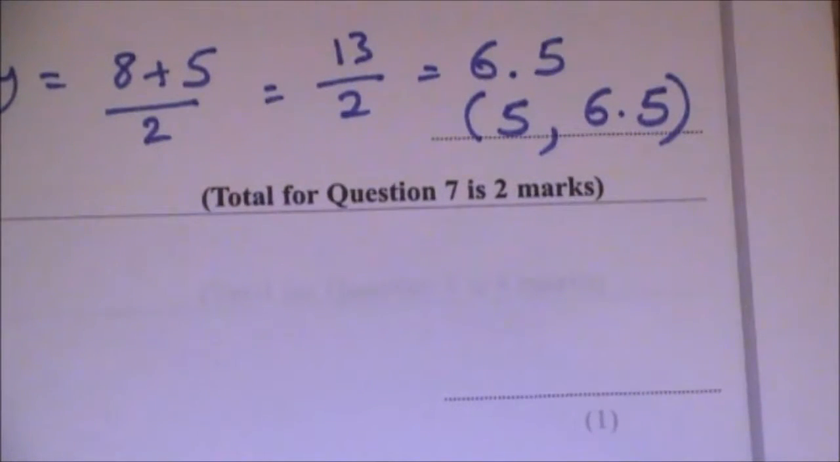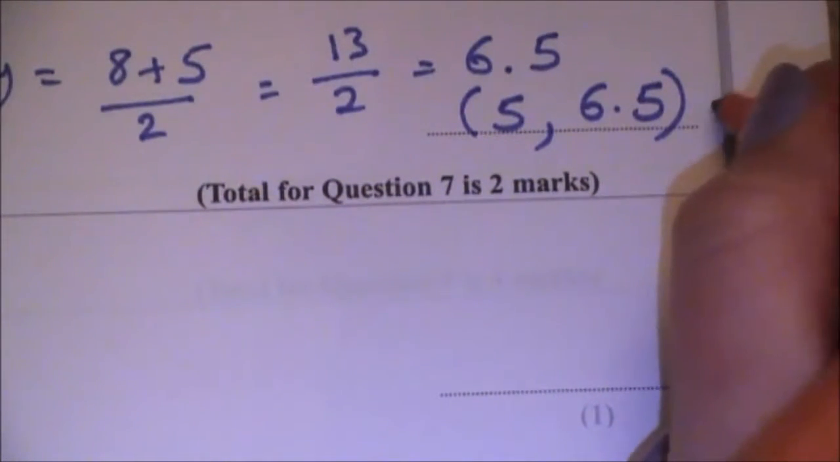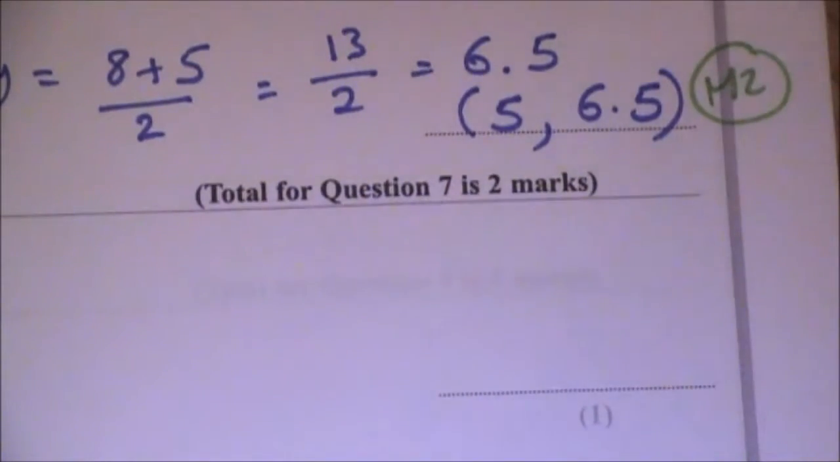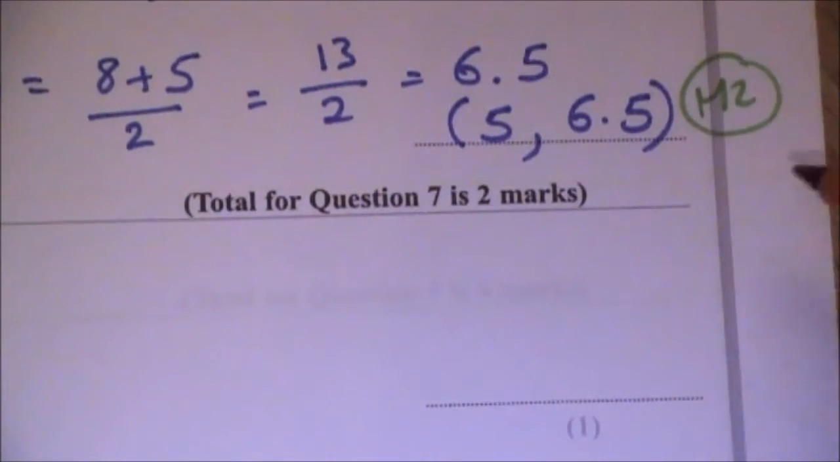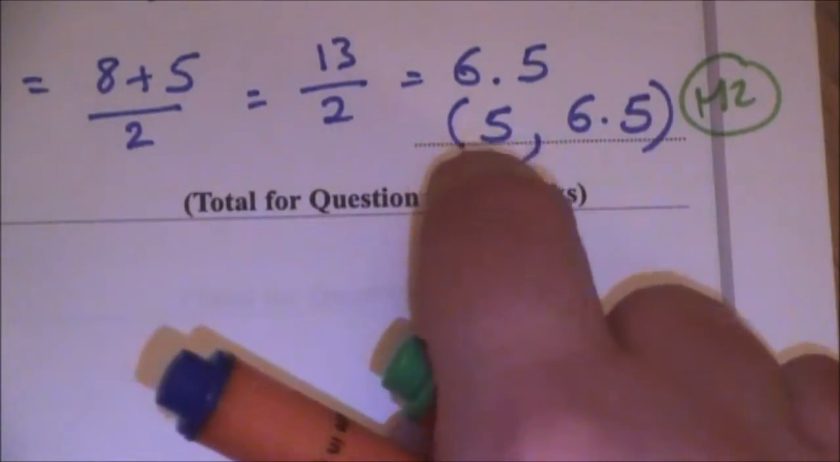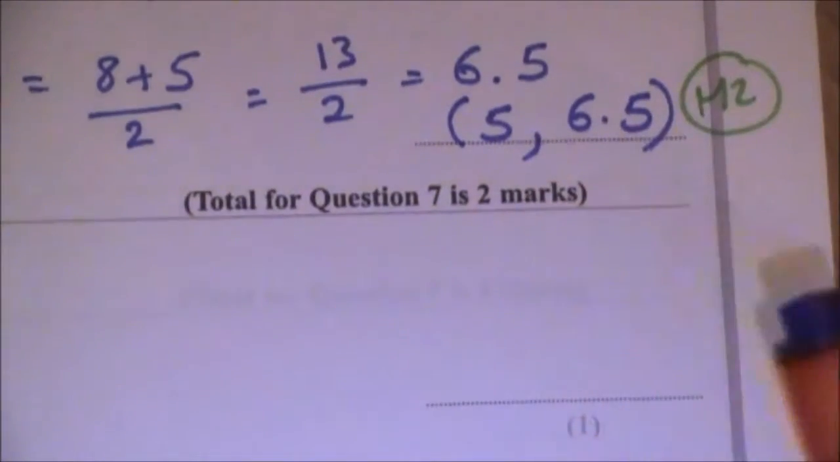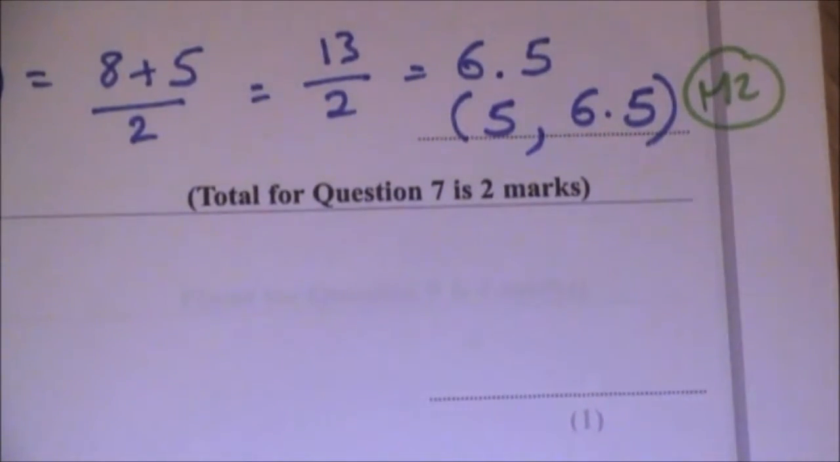6.5. And this is only a 2-mark question because really you've just had to add two numbers and then half the answer. So it's only a 2-mark question. You get 2 marks if you have it correct. If you've only got one of the values correct, so if you've got 5 comma something or something comma 6.5, then that's when you get just 1 mark.